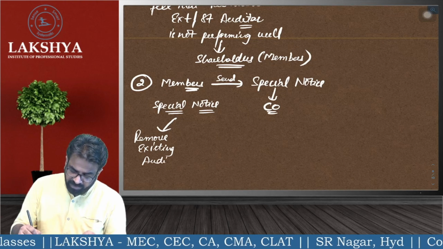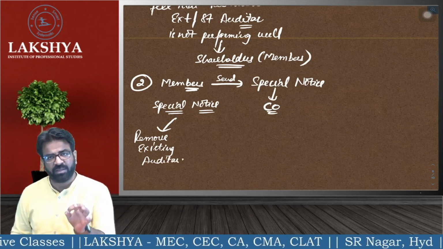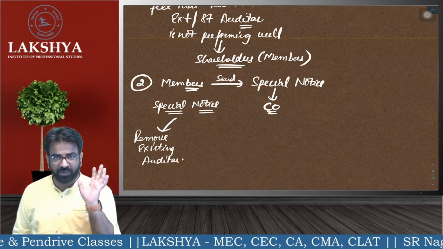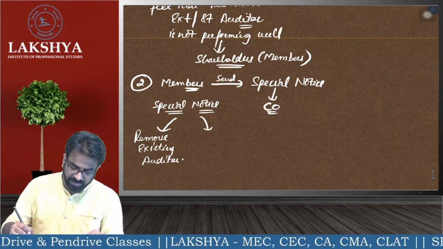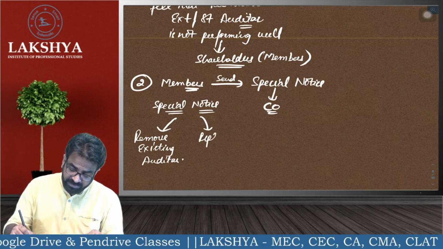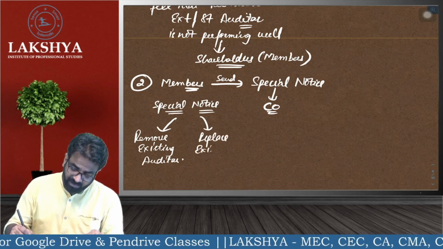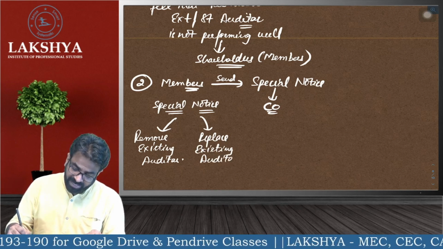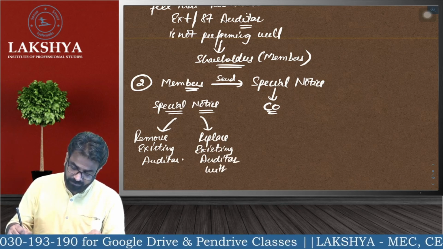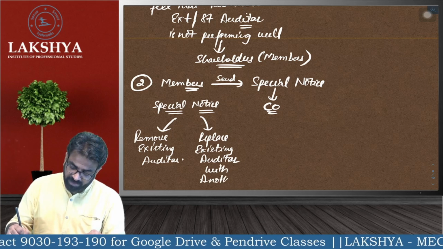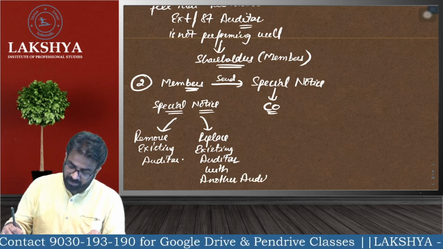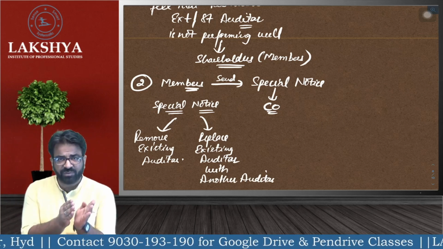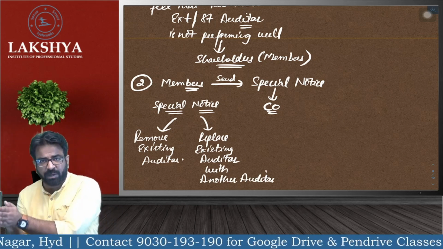Remove the existing auditor. So they are giving the proposal, their assent to the company, to remove the existing auditor. And what is the second thing? Replace the existing auditor with another auditor. Replace the existing auditor with which auditor? Another auditor. So sir, what is step number 2? Members are going to send a special notice to the company.